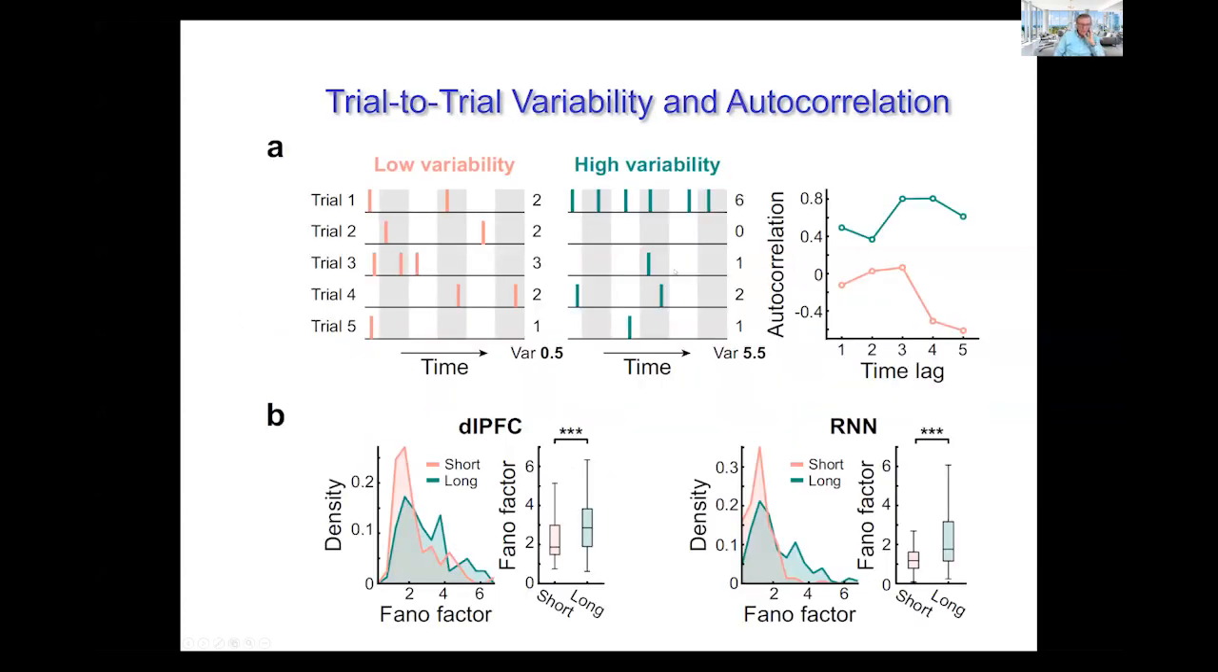Here's what we found in terms of trial-to-trial variability, in our network, where you can see some trials with a lot of spikes and other trials with none. In our recurrent network, we split them up into the long and the short, and the Fano factor is significantly higher for the longer than the shorter. We found the same thing in the prefrontal cortex. So this again is a signature that we may be looking at the same motif within the cortex.